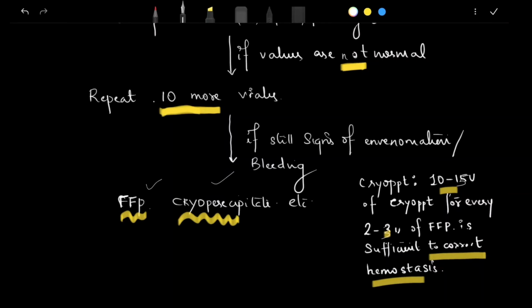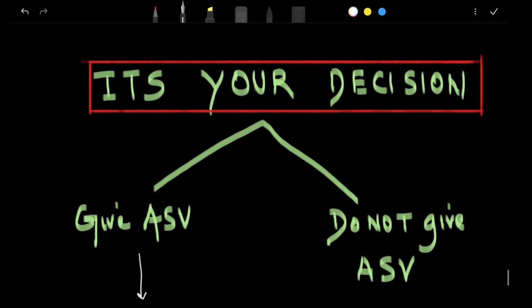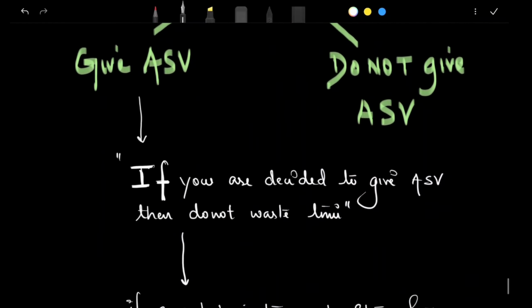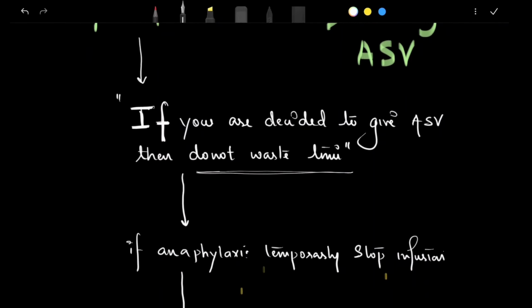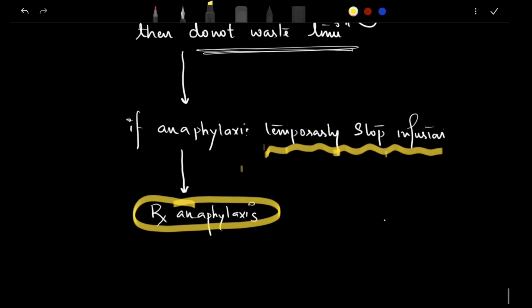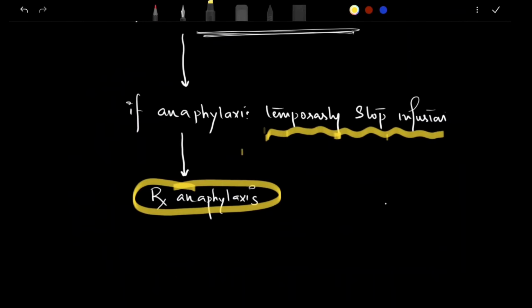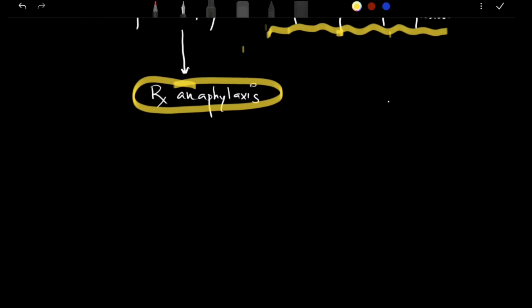Okay. Next, you should understand it's your clinical decision whether to give ASV or not. If you have decided to give ASV, then don't waste time. That's very important, because in case of cobra or neurotoxic venoms, if it binds to the receptors, it will be difficult to take back. So in between, if you encounter some anaphylactic reaction, you temporarily stop this infusion and treat anaphylaxis. You know the treatment of anaphylaxis: adrenaline, 1 in 1000 dilution, and you can also give hydrocortisone. Okay, that is regarding ASV.